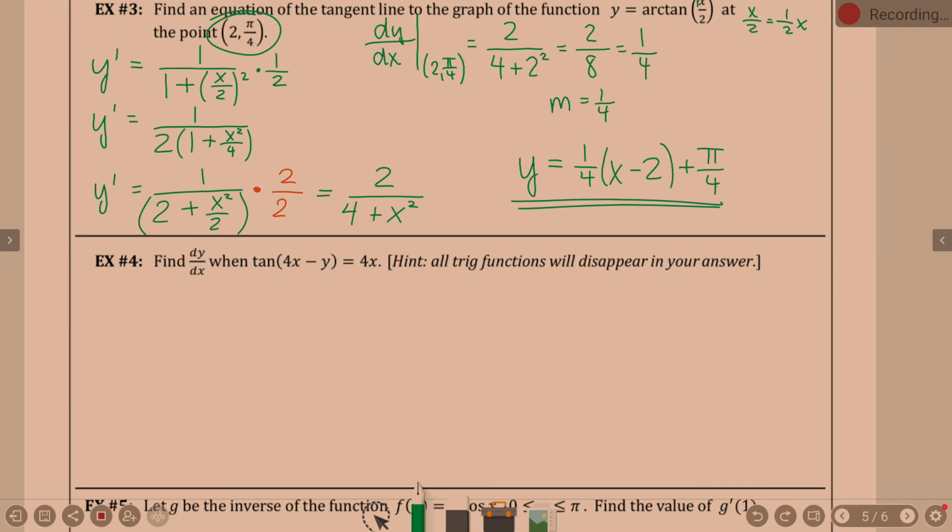Okay, example 4 when you're ready. Okay. Example 4 when I'm ready, I guess. I was reviewing what I did there. Find the derivative when tangent of 4x minus y equals 4x.